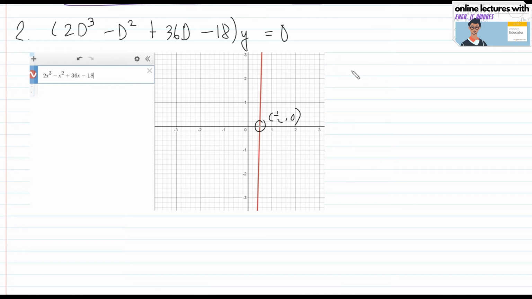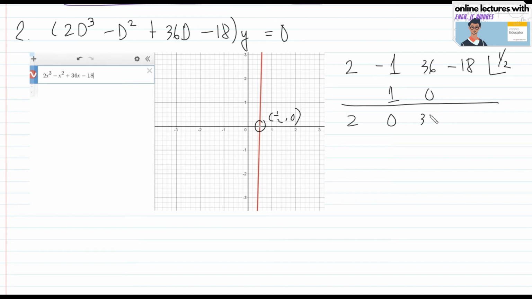If we apply synthetic division, we have 2, negative 1, then 36, and then negative 18. And if we use 1 half as the root, we have here 2; 2 times 1 half is 1, so we have 0; 0 times 1 half is 0, so we have 36; and then 36 times 1 half is positive 18. So after dividing by m minus 1 half, this is the quotient, and it can now be factored.